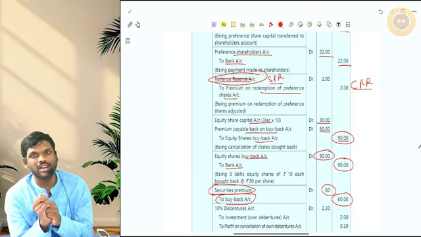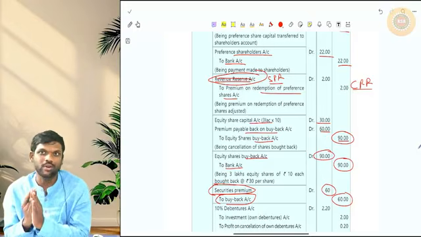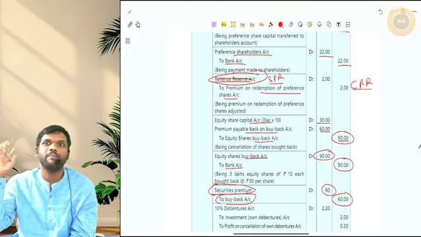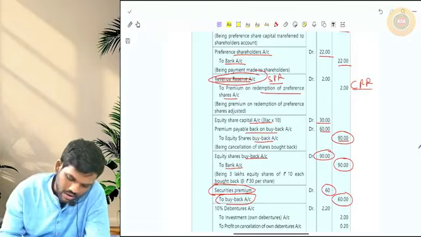Sir, what about CRR entry? Sir, I told you CRR entry, what ICA would have done is, both for preference shares and equity shares, they have combined and passed one entry in the end for CRR. We will see that there.